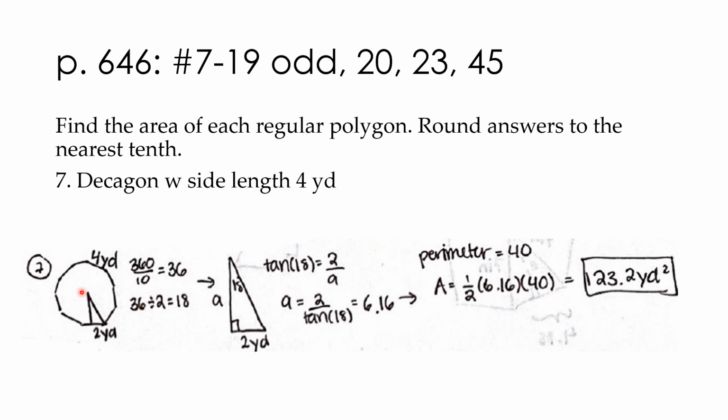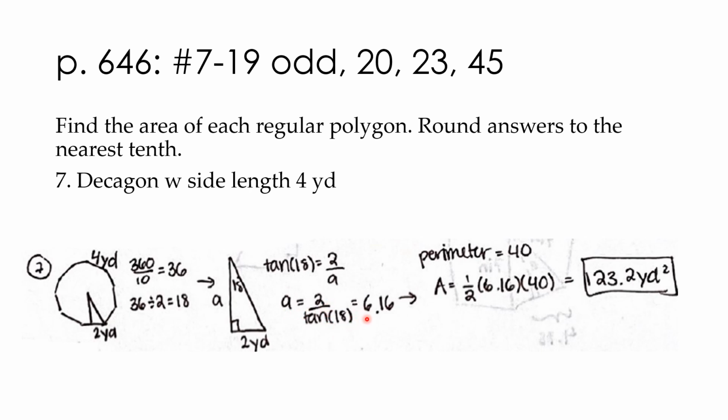But then when I draw in that apothem, I have to split it up into 2 even parts, right? So 36 cut in half is going to be 18. So if I look at this triangle right here, I have an 18-degree angle up here, and I'm trying to find the apothem. So I'm going to use tangent, so opposite over adjacent. Tangent of 18 equals opposite over adjacent. I'm going to multiply both sides by a and then divide by tangent of 18. So I get that a is equal to 2 divided by the tangent of 18.